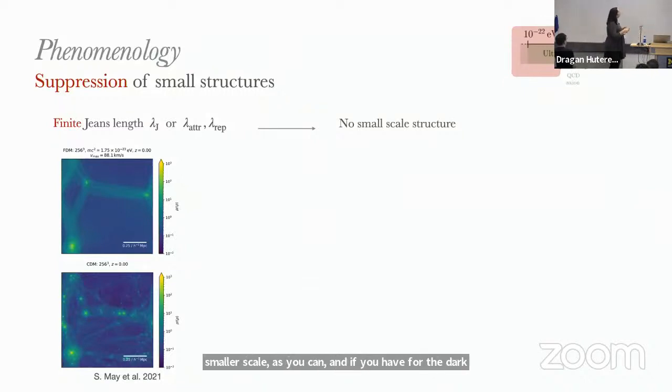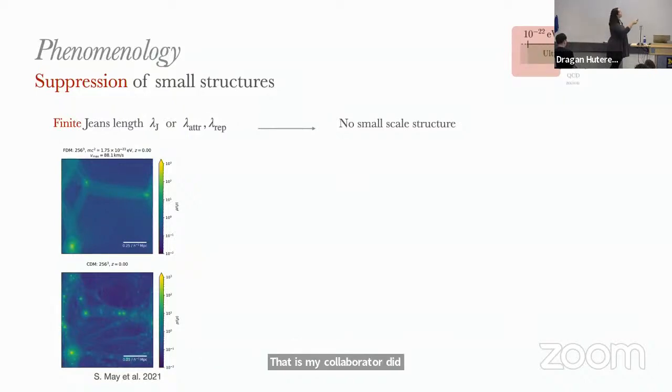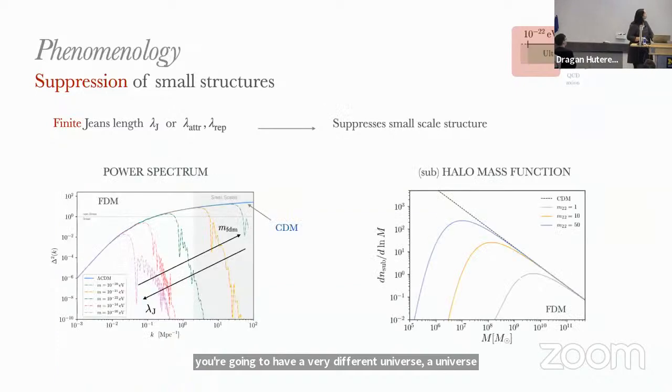So here I'm showing a simulation that our group, Simon May from Max Planck, my collaborator, did. Here on the bottom, we have CDM. And on the top, we have fuzzy dark matter. And even by eye, we can already see that the CDM simulations have a lot of small structure. So this is the universe that we expect if we have CDM. But if you have fuzzy dark matter, all of the small scales are not going to be formed because I cannot have clustering on small scales because I have a finite Jeans length. So you're going to have a very different universe, a universe that has mostly the most massive structures and not the smallest structures.